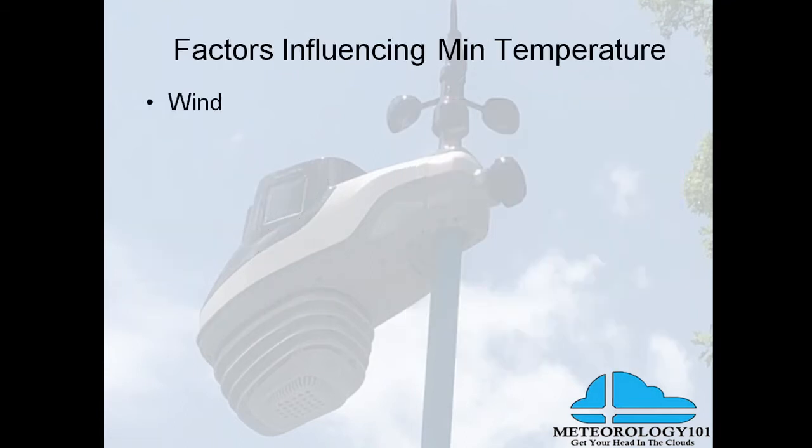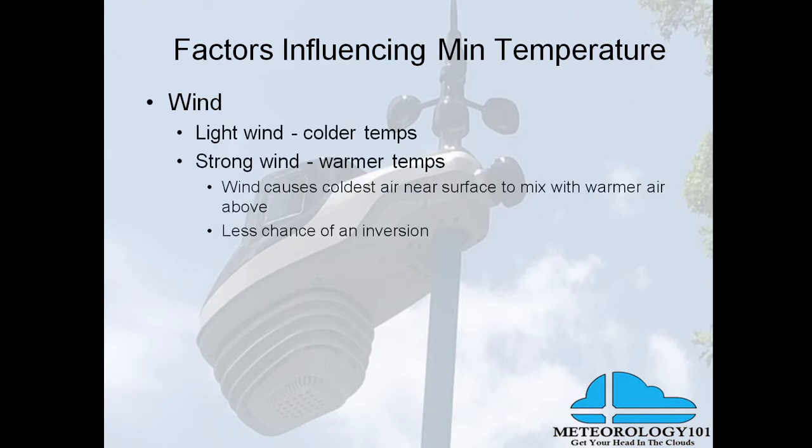So factors influencing minimum temperature: wind. Light wind, colder temperatures. Strong wind, warmer temperatures. Wind causes cold air near the surface to mix with warmer air above, so there's less chance of an inversion. So with windier days, your temperature with height doesn't decrease as much because you have the mixing.